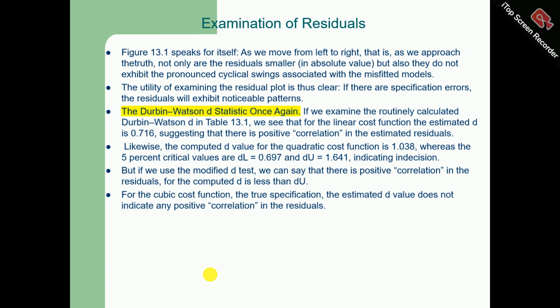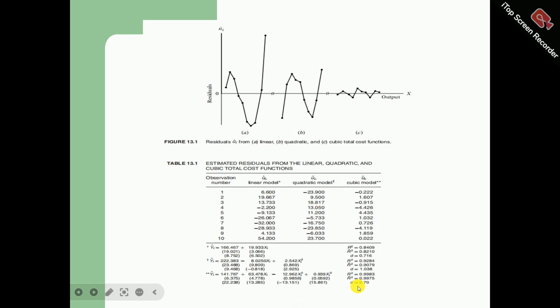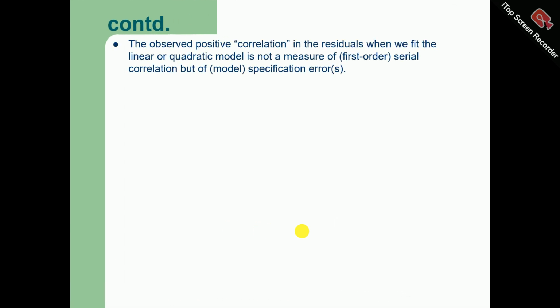For the cubic cost function, which is the true specification, the estimated d value does not indicate any positive correlation in the residuals. For that, d is equal to 2.70. The observed positive correlation in the residuals when we fit the linear or quadratic model is not a measure of first-order serial correlation but of model specification errors. So this is how we detect specification errors in the model.